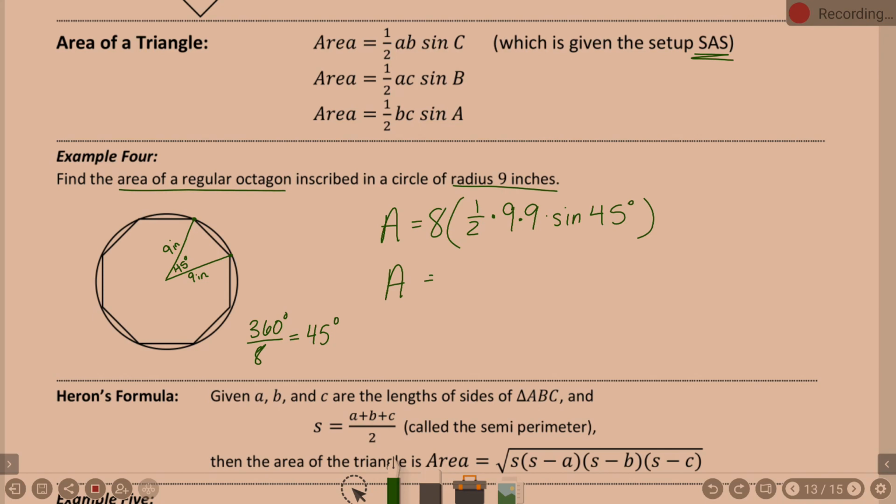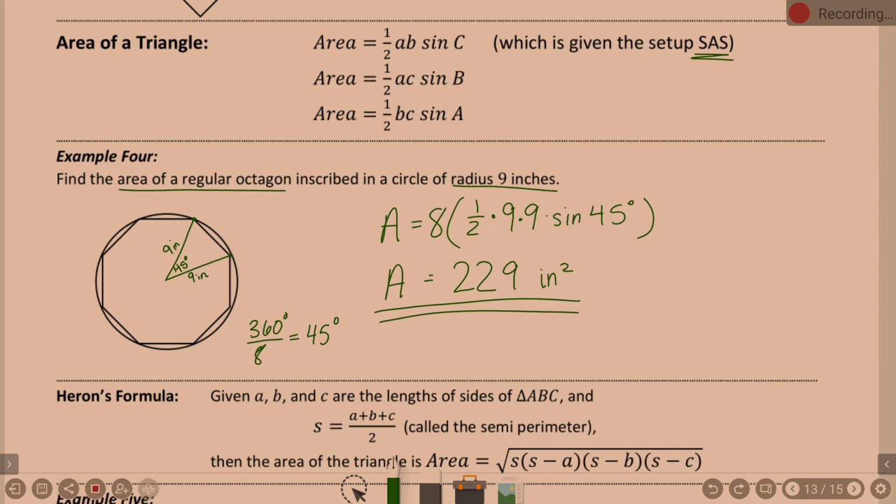Now, for whatever reason, I have this number as a whole number. I think it's a rounded whole number because I don't think it comes out to be a whole number. 229. So 229, what kind of label would I have? Inches. Inches squared. Because it is area.